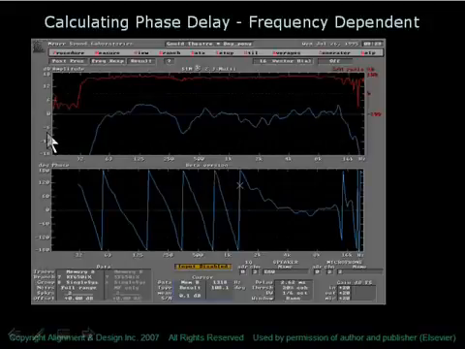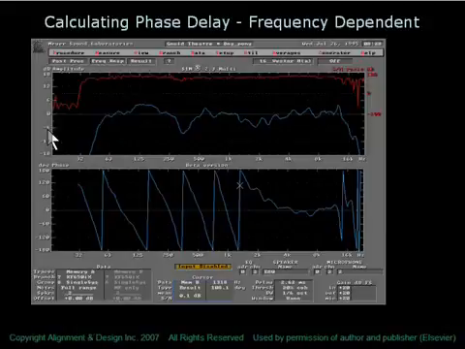Now we're going to look at another kind of phase response, one that does not have a constant delay over frequency. An example of this in the real world is any loudspeaker ever made. Therefore, this has some very strong practical implications for us.